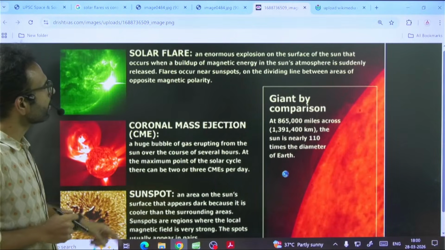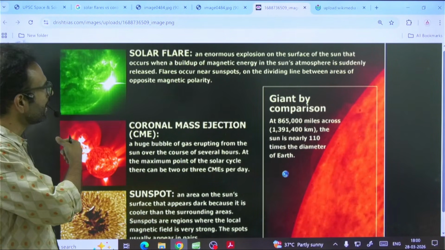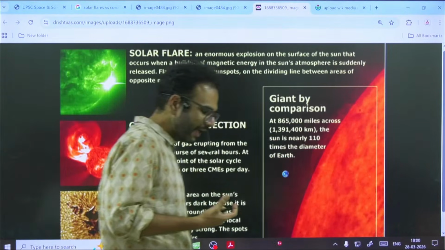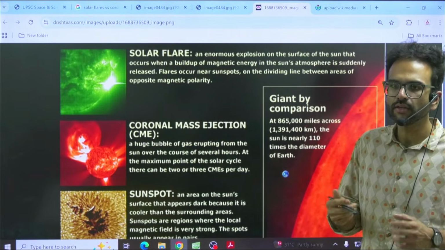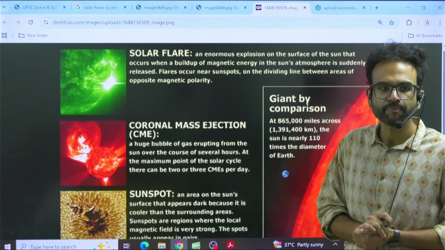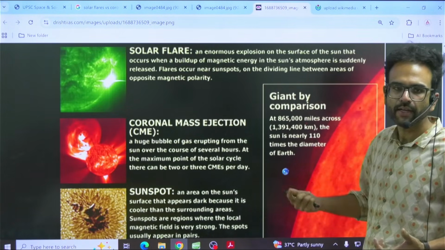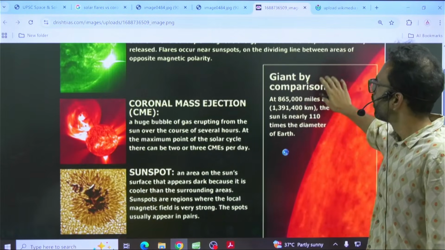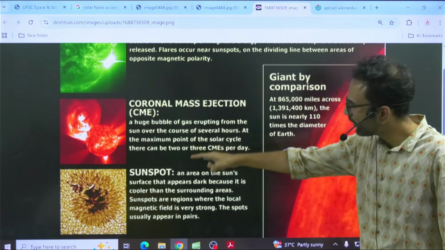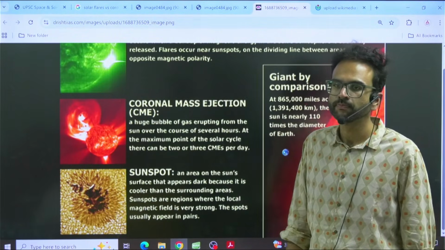When it comes to a solar flare, it is an enormous explosion. And this is something that can happen when the magnetic energy that is built up around the sun doesn't find an outlet. And suddenly there is that buildup of magnetic energy which is released at once. The difference of these definitions can also be asked.